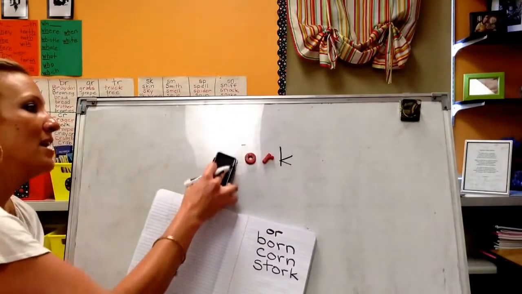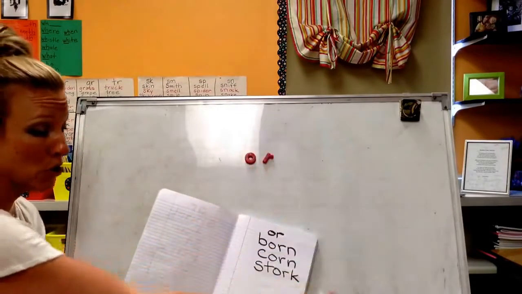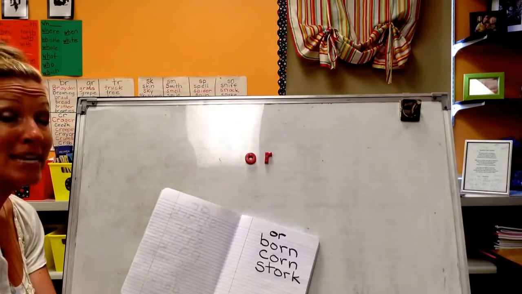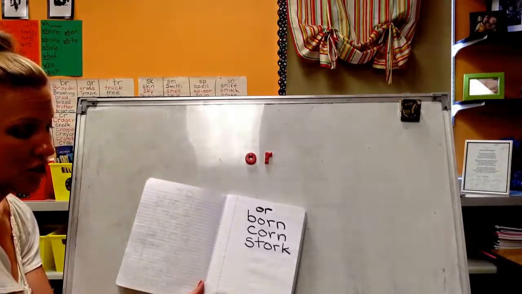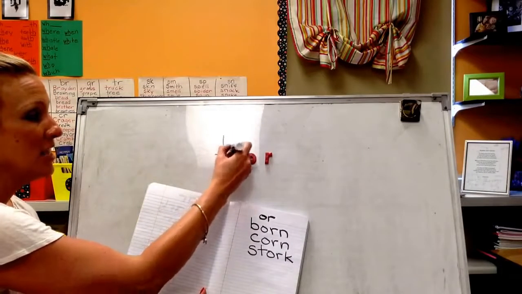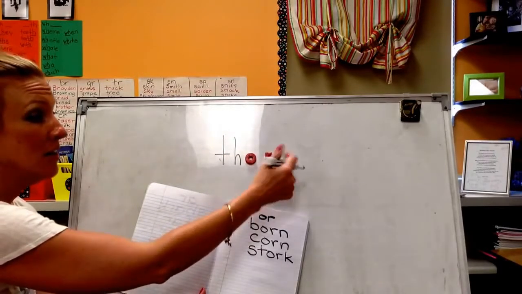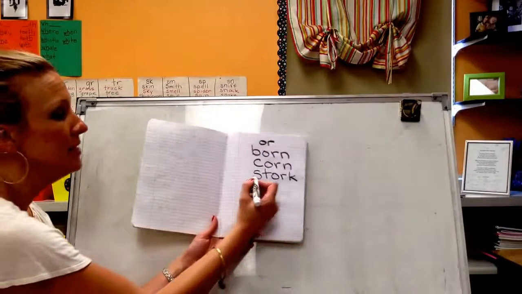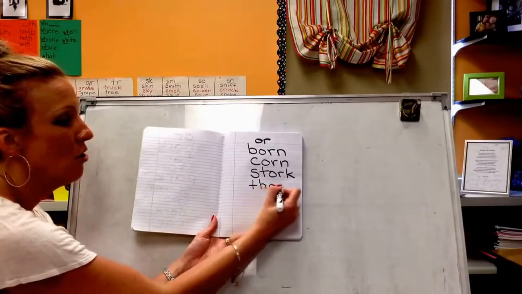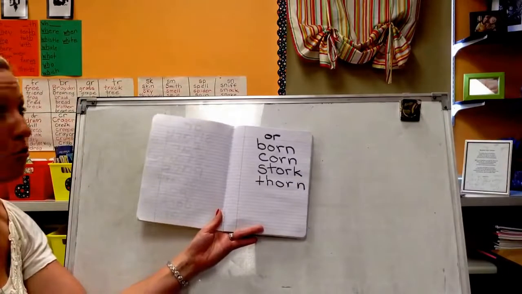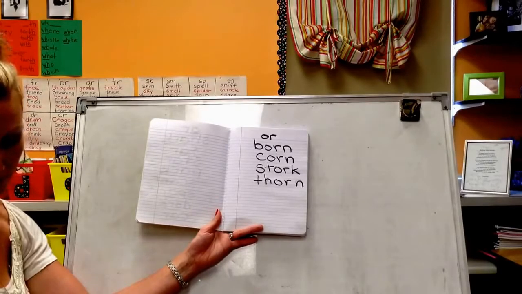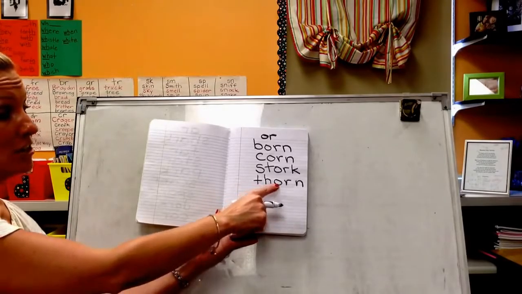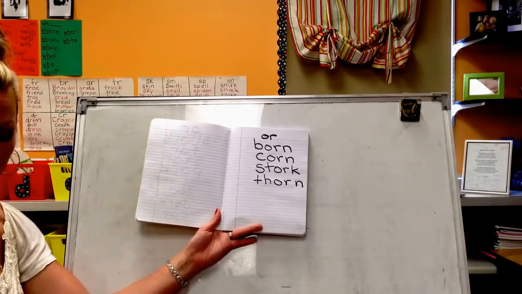Another word that we can write that has the OR word pattern in it, or word part, I should say, is the word thorn. Thorn. And at the beginning I hear th, so that's T-H, and then I hear orn, and then there's an N there, thorn. Let's go ahead and write that in your word study notebook, please. T-H-O-R-N, thorn. Please write it, T-H-O-R-N, thorn.